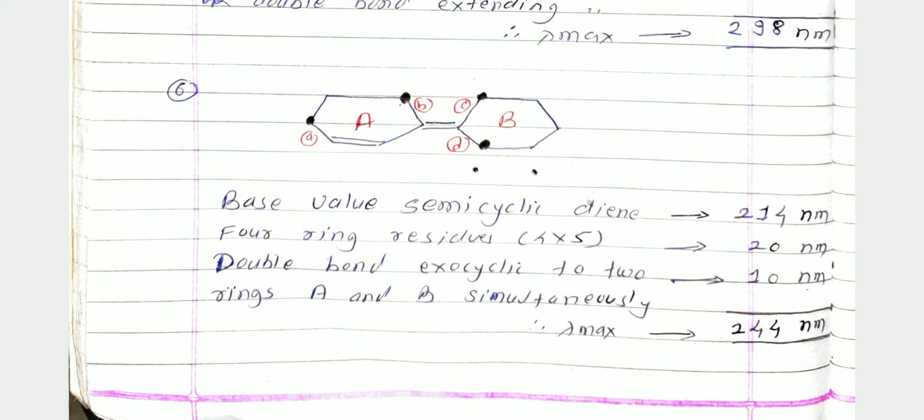Therefore, I have explained these 6 structures containing all dienes: acyclic diene, semicyclic diene, homoannular diene, heteroannular diene, as well as hexacyclic double bonds, both homo and heteroannular diene present in the same structure, and one double bond simultaneously hexacyclic to two rings. This is the calculation of lambda max of different types of structures or different dienes.